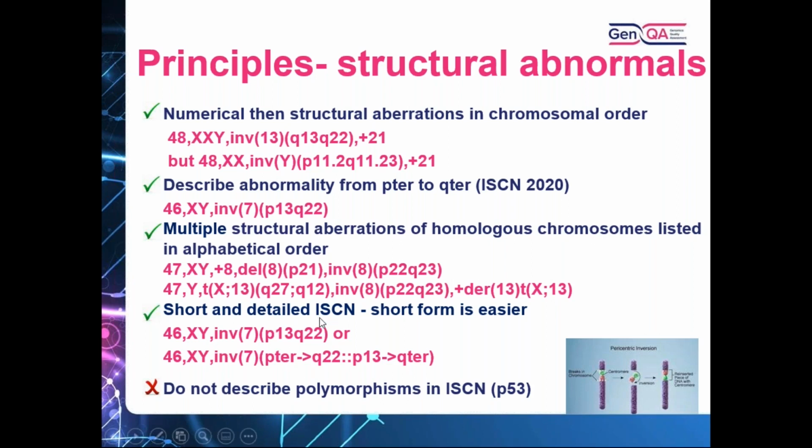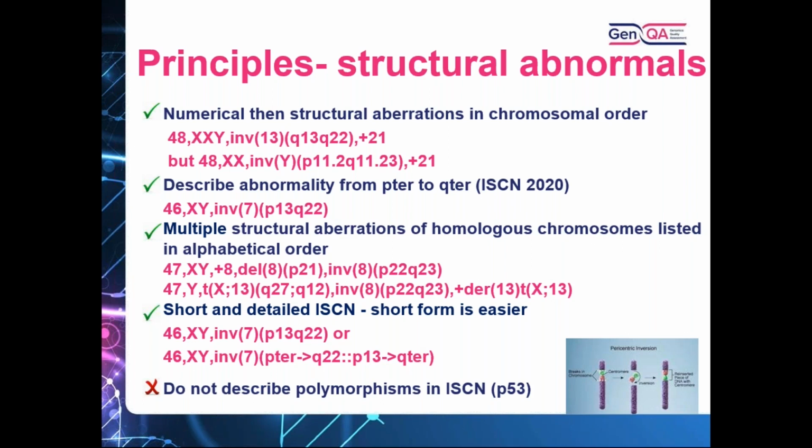You can use both the short and detailed form. If you've got a complex karyotype, then you can interchange the two. The short form is far easier to use, but sometimes for clarity you do need the long detailed form. So this is an inversion of chromosome 7, but you could obviously put it from pter through to q22, p13 to q22, because that's what you're seeing. From pter it's joining at q22, and then you've got p13 and then to q22.